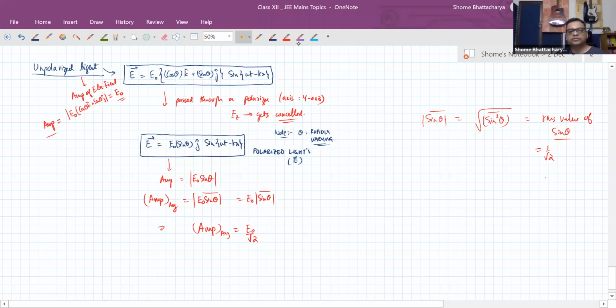So if the unpolarized light had intensity I naught, let's say, which was proportional to E naught square, now the polarized light has intensity I, which is proportional to this average amplitude square.